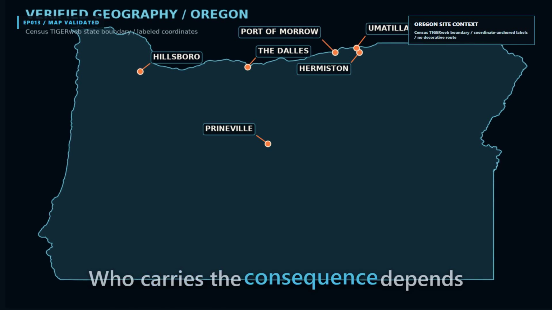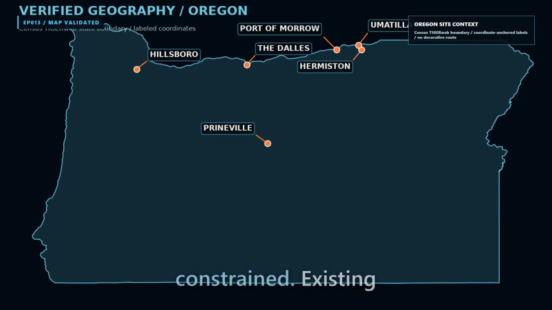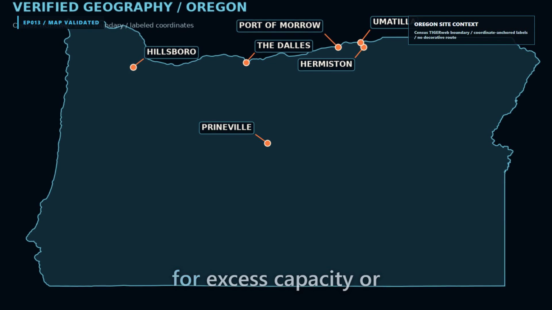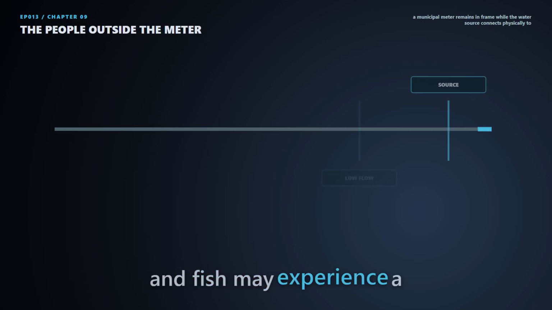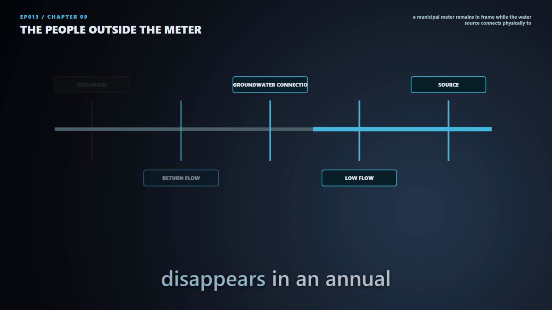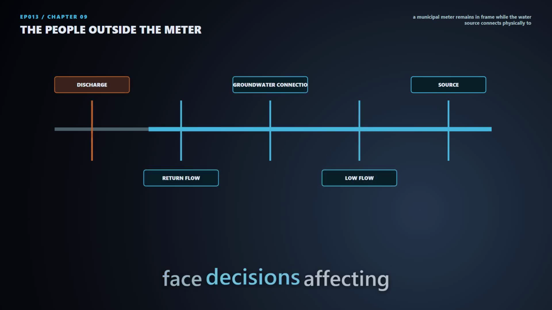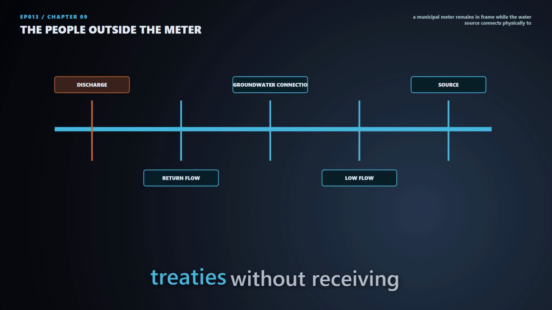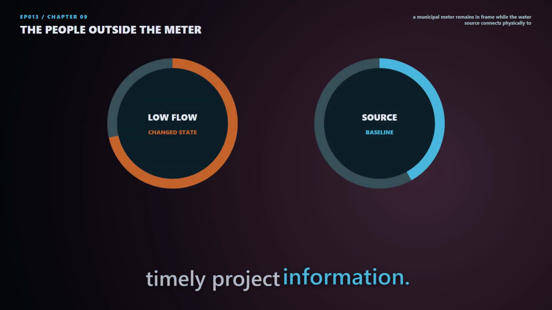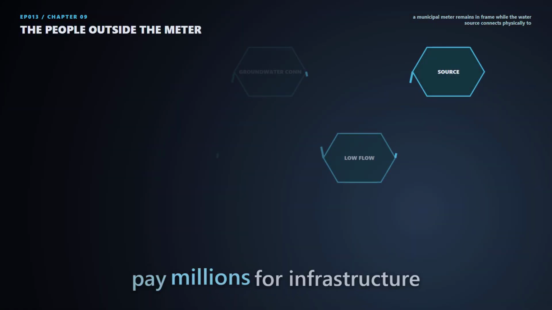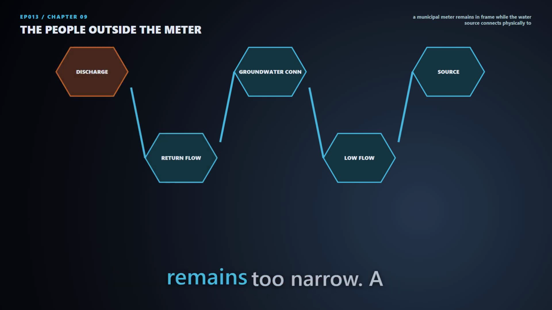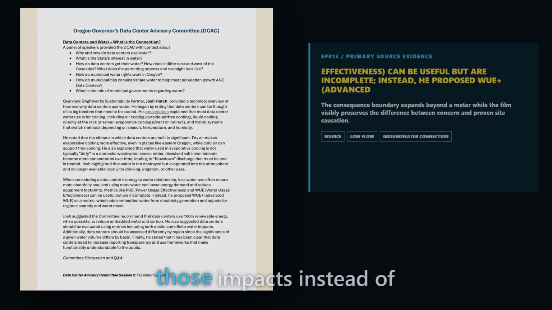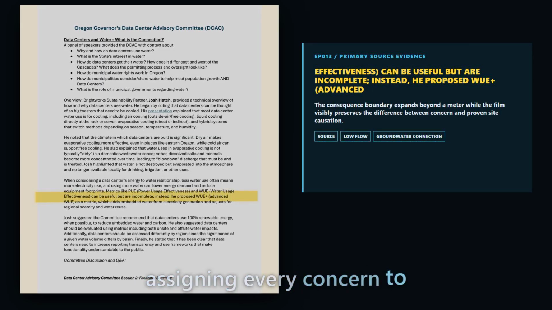Who carries the consequence depends on which part of the system is constrained. Existing utility customers may pay for excess capacity or treatment if contracts do not cover it. Farmers and fish may experience a seasonal shortage that disappears in an annual average. Tribes may face decisions affecting resources protected by treaties without receiving timely project information. A data center operator may pay millions for infrastructure and still face public opposition because the accounting boundary remains too narrow. A better record would distinguish those impacts instead of assigning every concern to every campus.